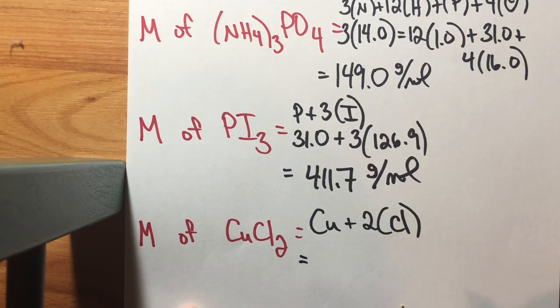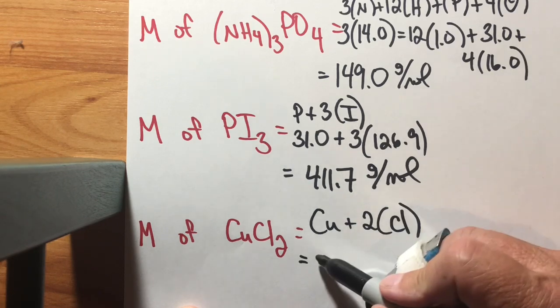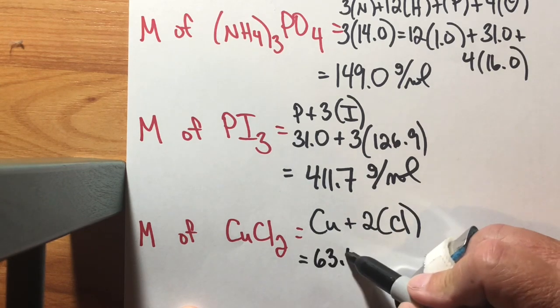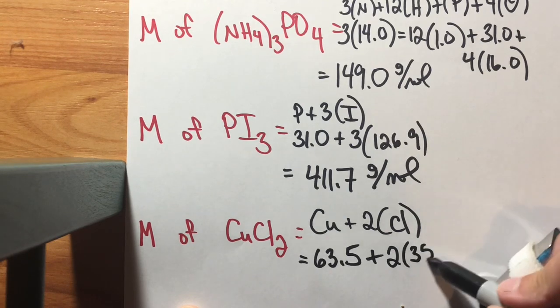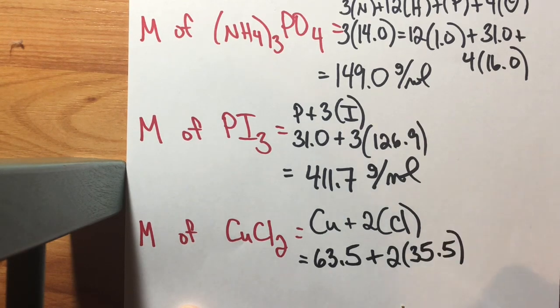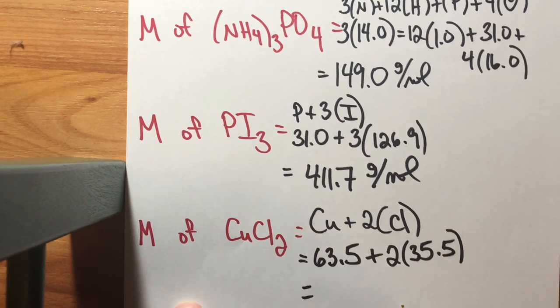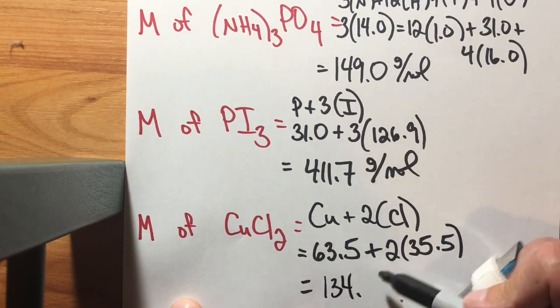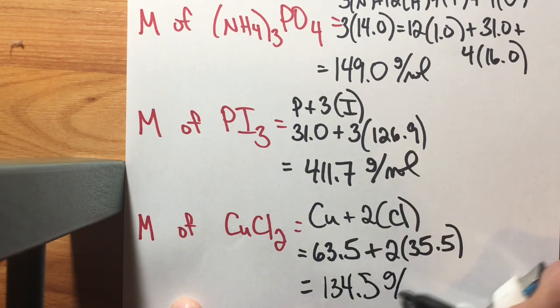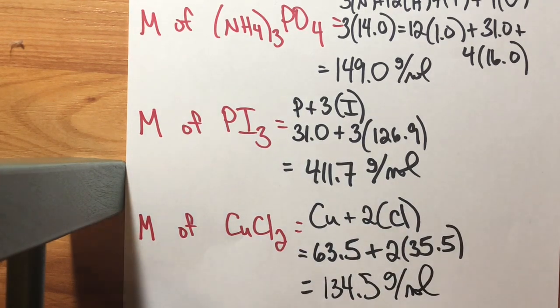When you round, it's not a domino effect. I'm only looking at the second decimal place. It's a 4, so I'm not going to round up. So that's going to be 63.5. And then chlorine is 35.5. When I plug that in my calculator, I get 134.5 grams per mole. Okay?